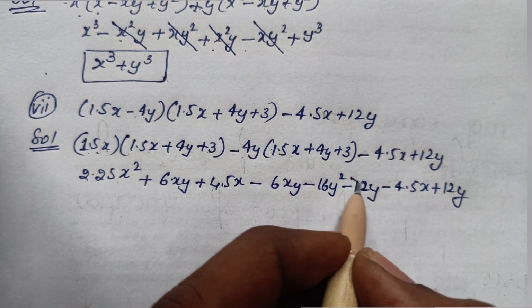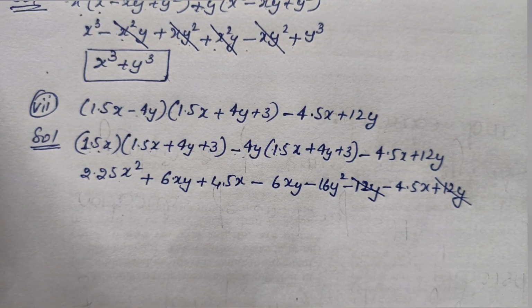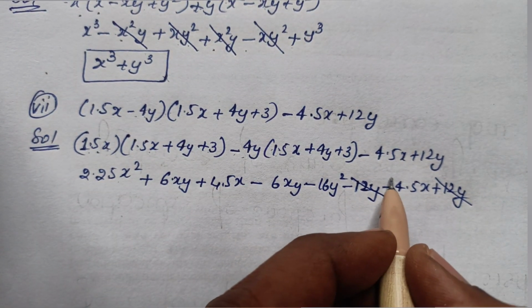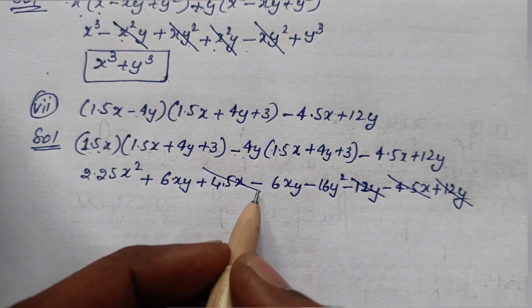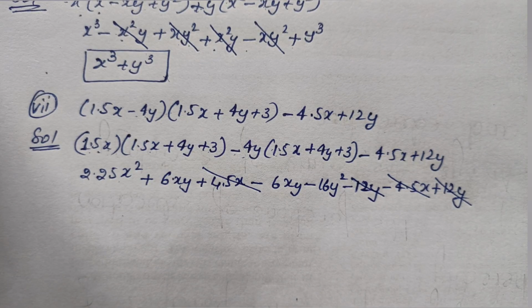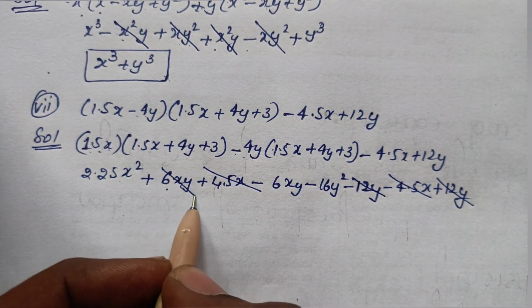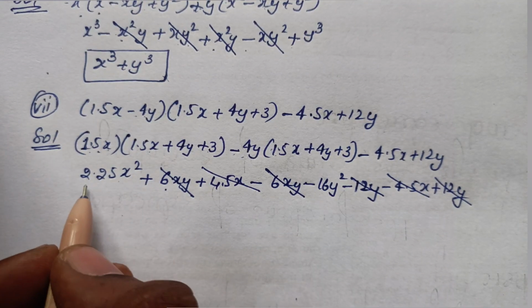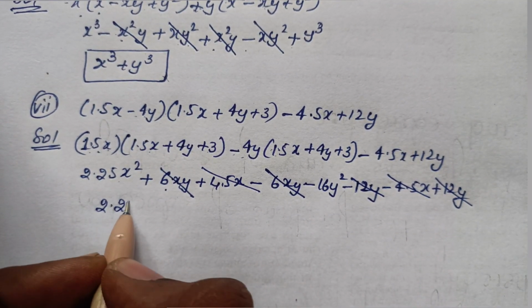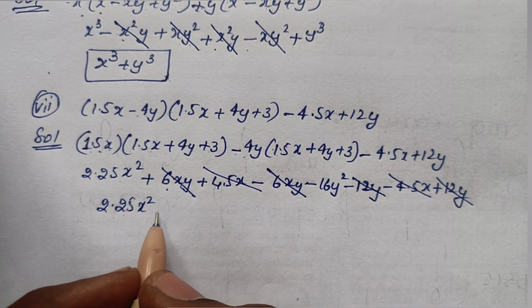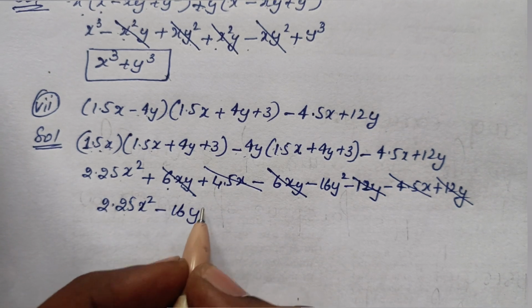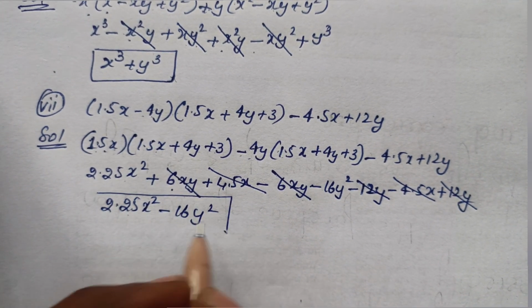Here you see minus 12y plus 12y gets cancelled. Here minus 4.5x plus 4.5x gets cancelled. Here plus 6xy minus 6xy gets cancelled. Remaining is 2.25x square minus 16y square, which is the answer.